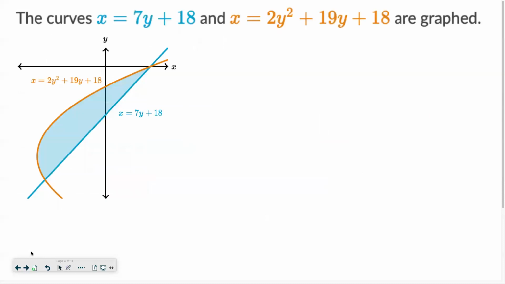Do you feel like you need another example or not? My guess is probably not, but I certainly can.